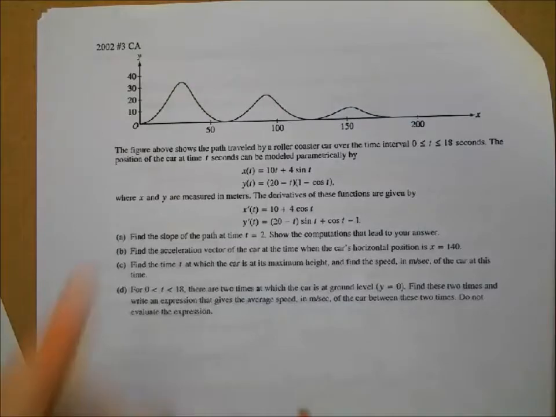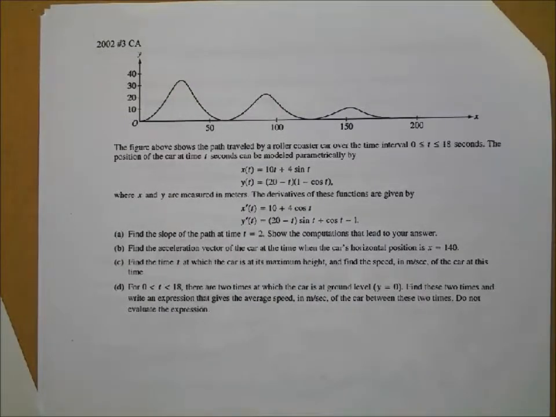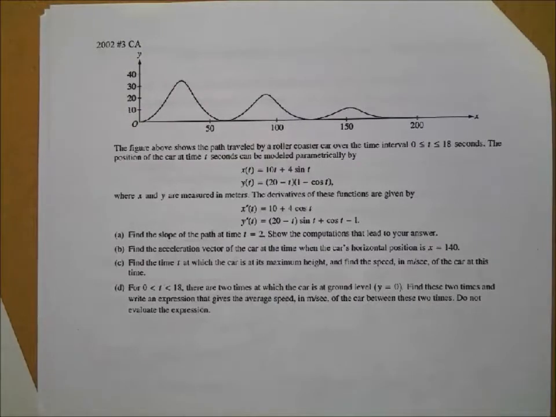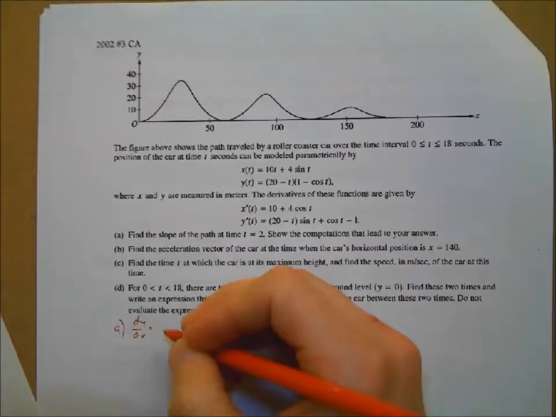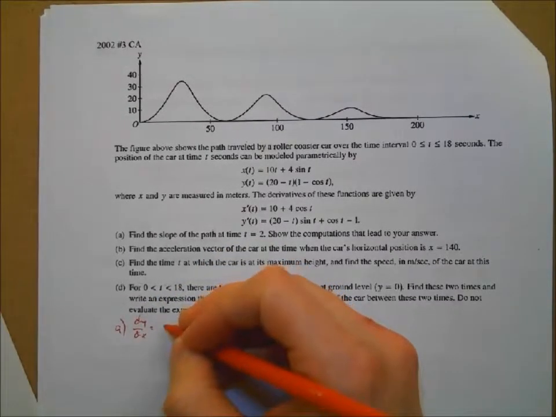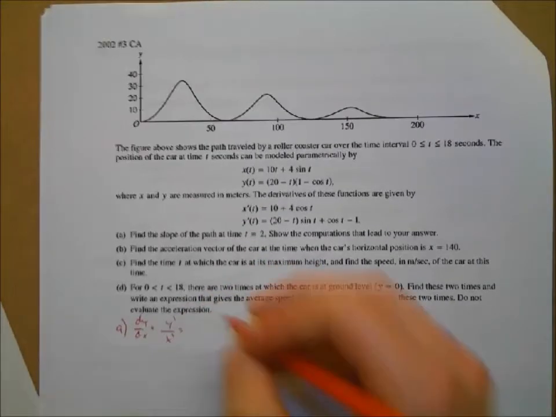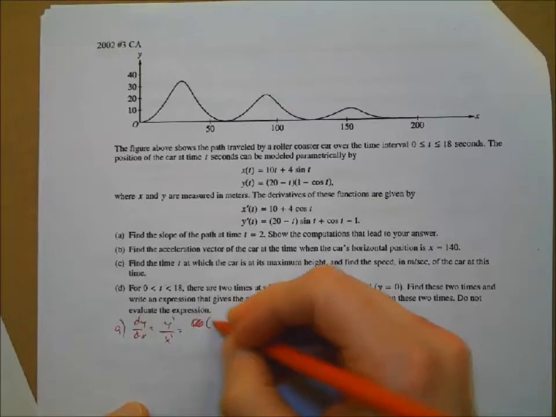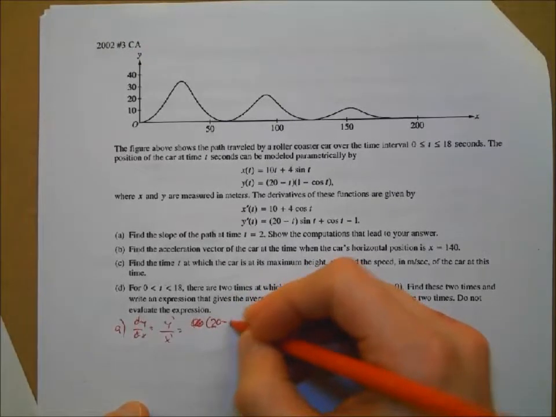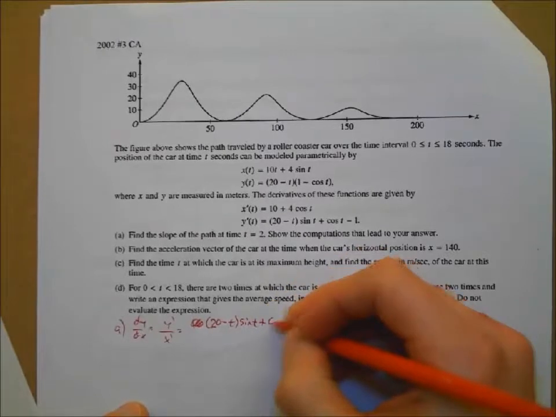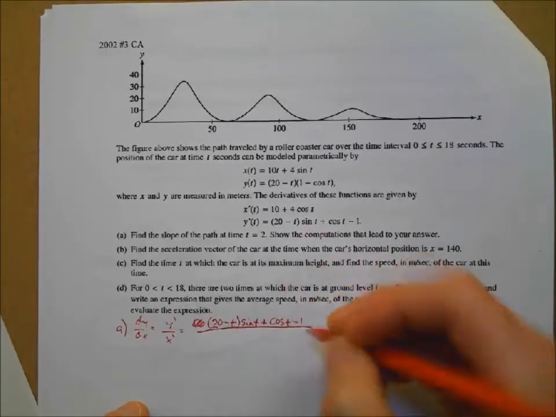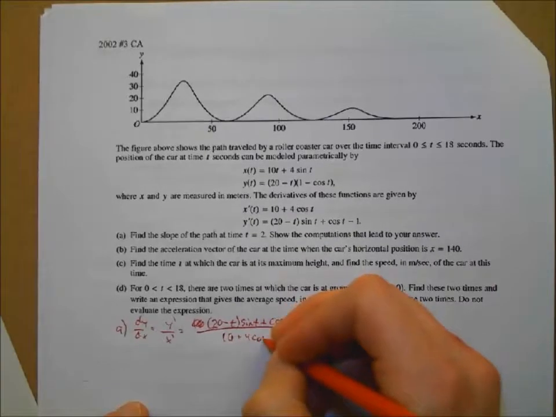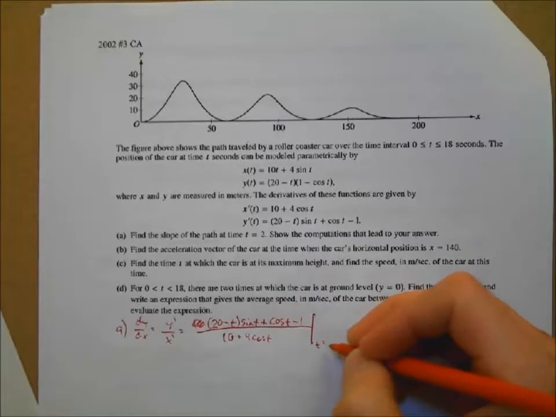Okay, so letter A says find the slope of the path at time t equals 2. That means we need to find dy/dx and show the computations that lead to your answer. Dy/dx parametrically is what over what? Y prime over x prime. Exactly right. So it's just going to be 20 minus t sine t plus cosine t minus 1, all over 10 plus 4 cosine t, and we're going to evaluate that at time t equals 2.